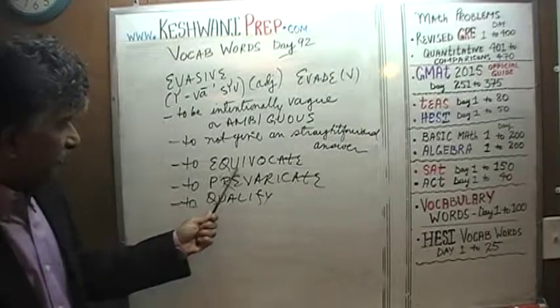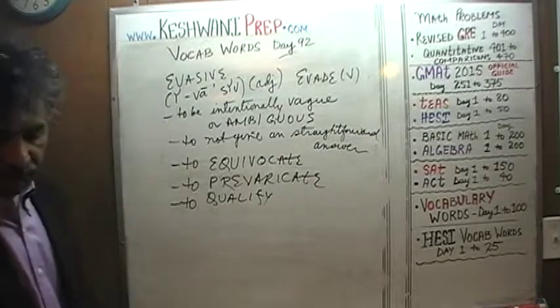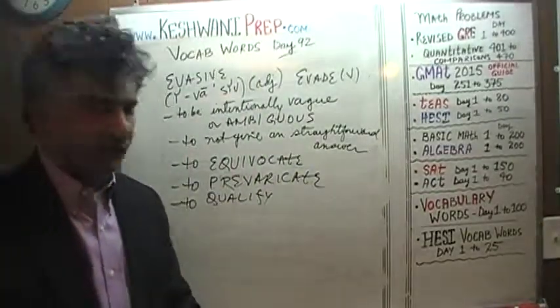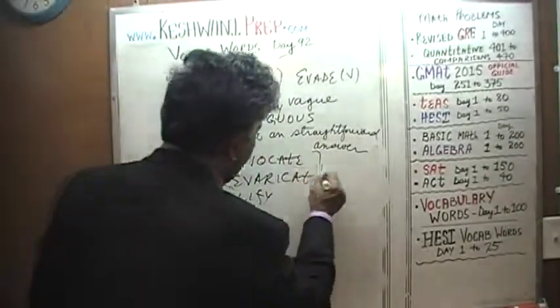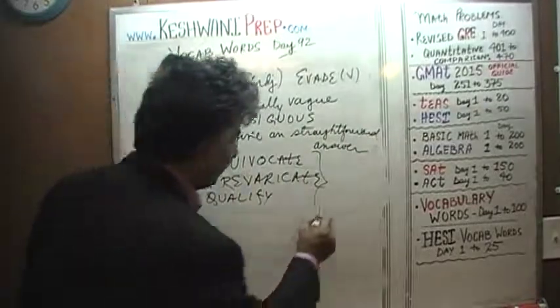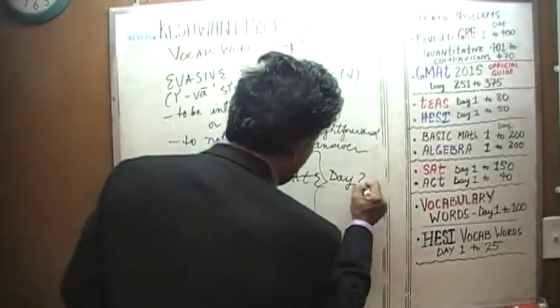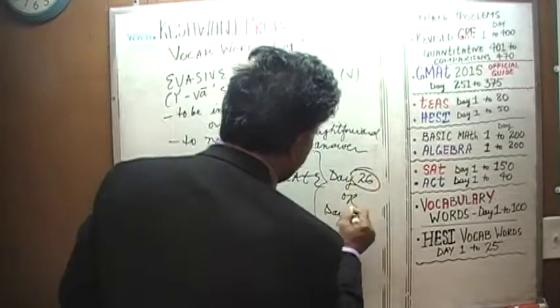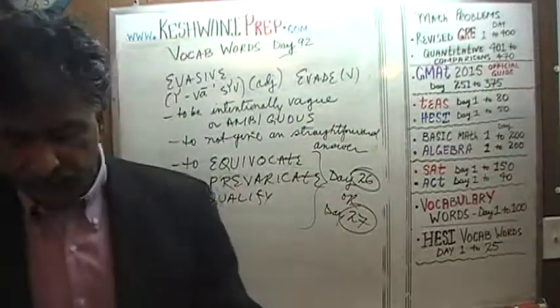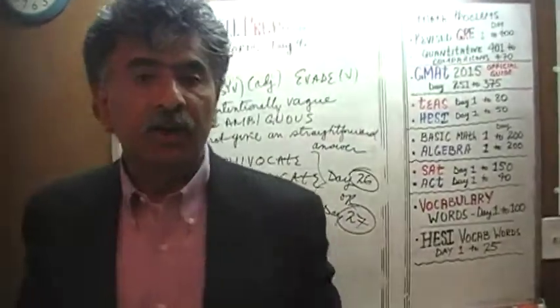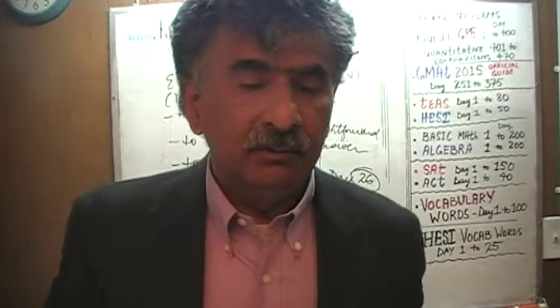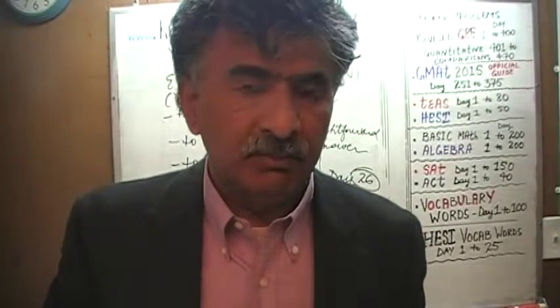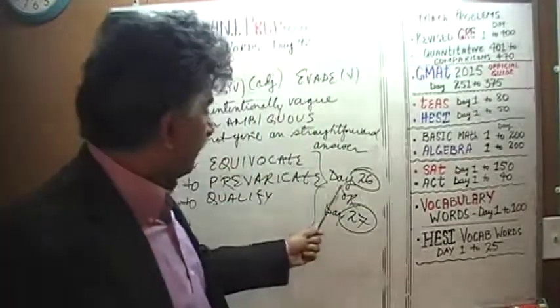All of these words that you see here: equivocate, prevaricate, qualify. We have learned all of these words, which is why we did not go into the details here. I don't quite remember which day it was, but it was either day number 26 or day 27. So if you're interested in learning the words equivocate, prevaricate, and qualify in their proper detail, with the pronunciation and the proper parts of speech and so forth, watch videos 26 and 27.